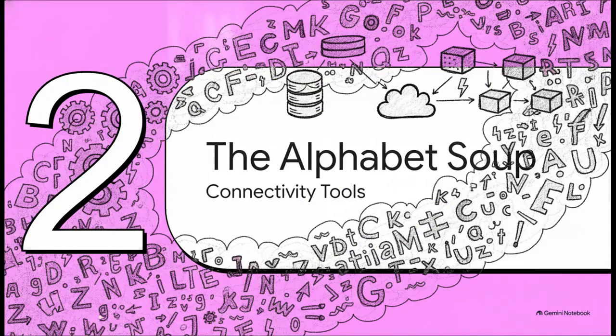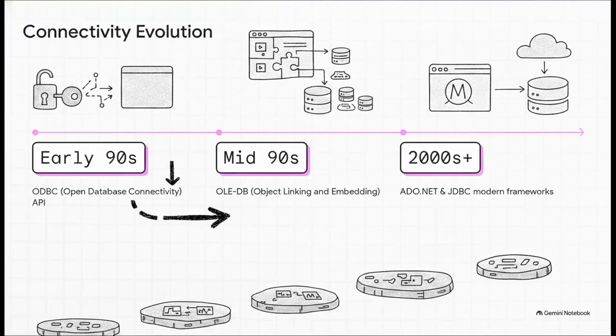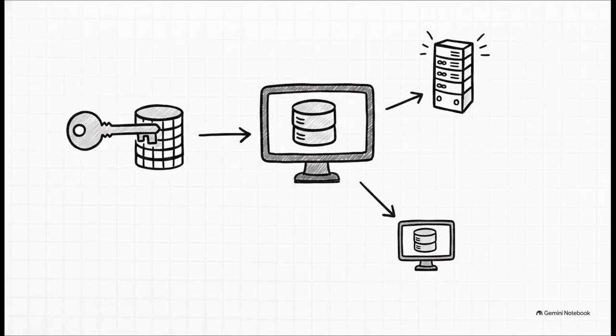Moving right along to Section 2, let's untangle what we like to call the alphabet soup of connectivity. Looking at the history of Microsoft's connectivity tools can honestly feel like staring into a bowl of alphabet soup. There are acronyms everywhere. But let's track how this architecture evolved. In the early 90s, things kicked off with ODBC. By the mid-90s, the industry needed a lot more power, which led to OLE-DB. And then, from the 2000s onwards, we enter the modern era, with frameworks like ADO.NET and JDBC. Let's break those down a bit.